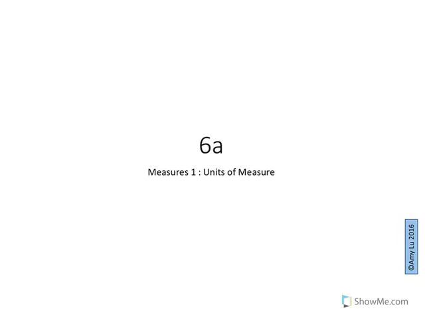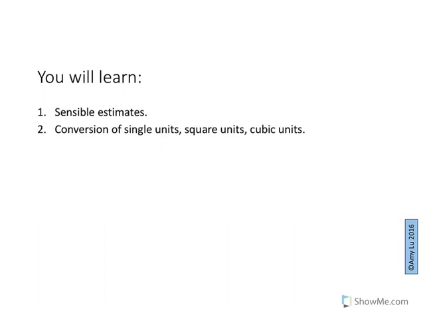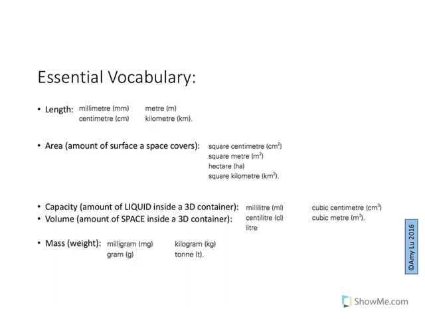So this chapter is 6A on units of measure. In this chapter, you'll learn about sensible measurements, estimates of measurement, and also the conversions. So in general, here's some key things that you need to understand. There's length, there's area, there's capacity, volume, and there's mass.